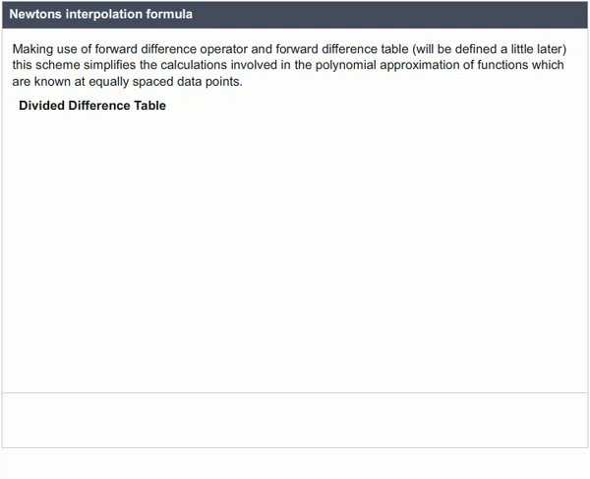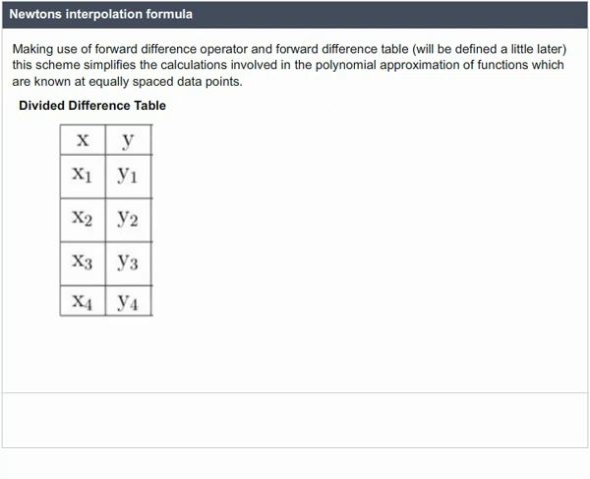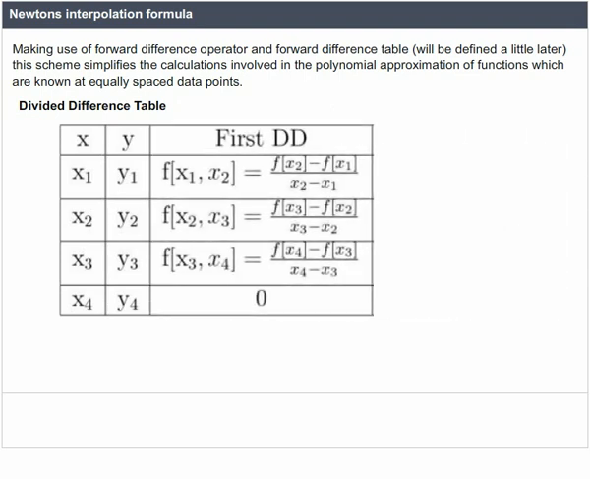Divided difference table. X follows x1, x2, x3, x4. Y follows y1, y2, y3, y4. First divided difference table: f(x1, x2) equals f(x2) minus f(x1) divided by x2 minus x1. f(x2, x3) equals f(x3) minus f(x2) divided by x3 minus x2. f(x3, x4) equals f(x4) minus f(x3) divided by x4 minus x3, then 0.